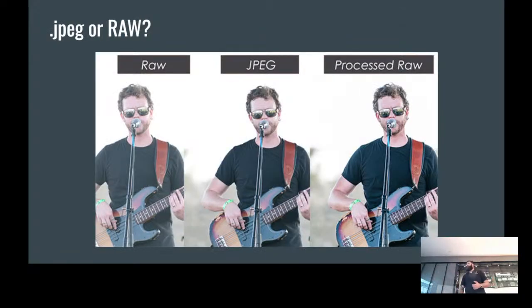Now, before I talk about the steps to editing your photo, let's talk about the difference between a JPEG and a RAW file format. You can see that between the RAW, the JPEG, and the processed RAW, what we're looking at here. The RAW file is muted, it looks flat, it doesn't show a lot of color. Our JPEG shows more information, but still isn't as robust and as powerful as the processed RAW is.